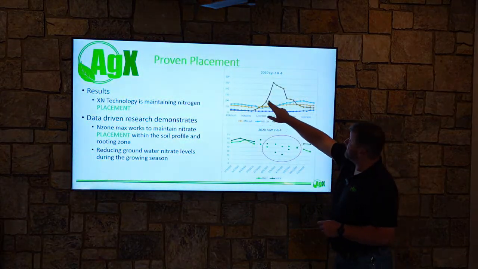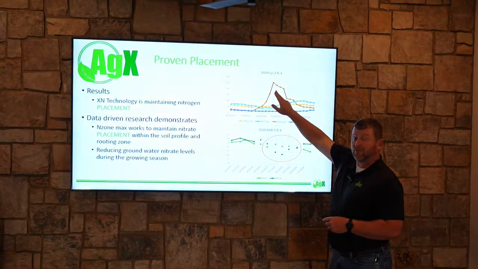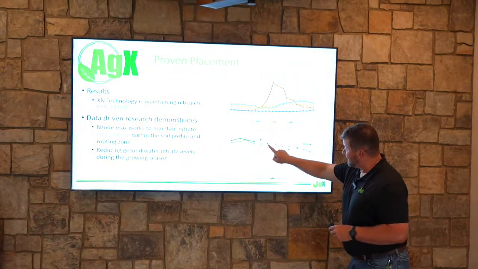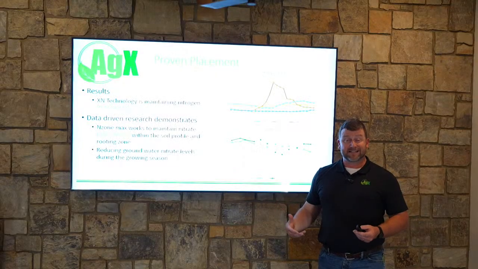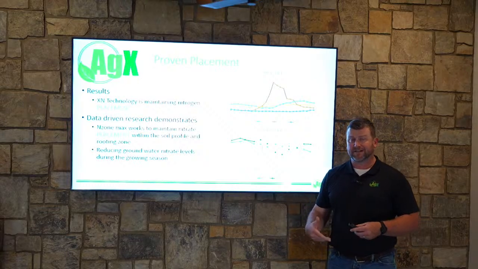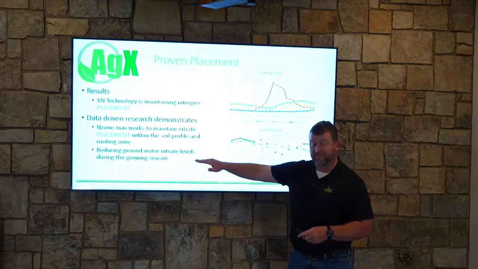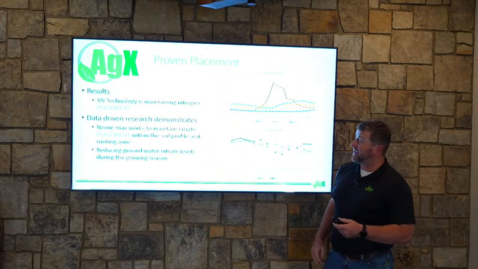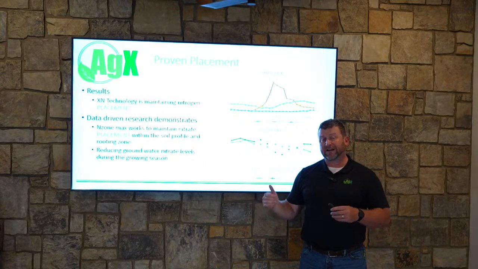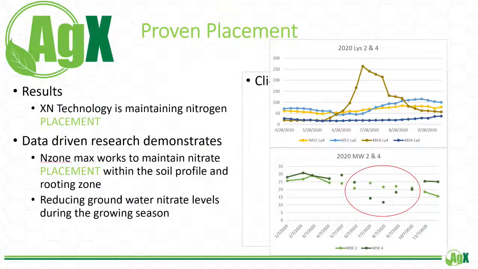When we see the end of our fertigation events, we're maximizing the amount of nitrates found within the soil profile, and at the same time, we're decreasing the amount of nitrates that is moving into the groundwater. So what does this tell us? It tells us we are maintaining nitrate right where the plant needs it to be. Another thing we want to think about is that this proves our XN technology. We are maintaining that placement. We're holding it right where your plant needs it. We're allowing you to reinvest your dollars, right?